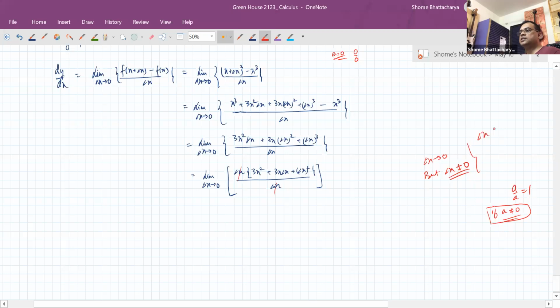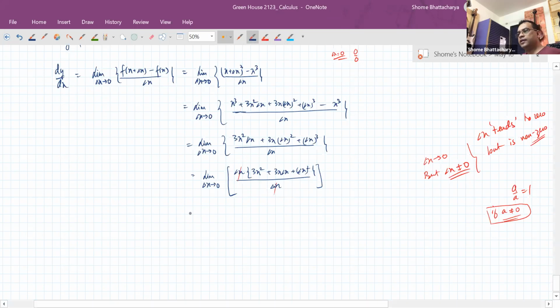So delta x tends to 0, but at the same time, it is non-zero. It is as close to 0 as you can imagine, but it's not exactly equal to 0. So it is a legal operation to cancel delta x and delta x, or to say that delta x divided by delta x is 1.